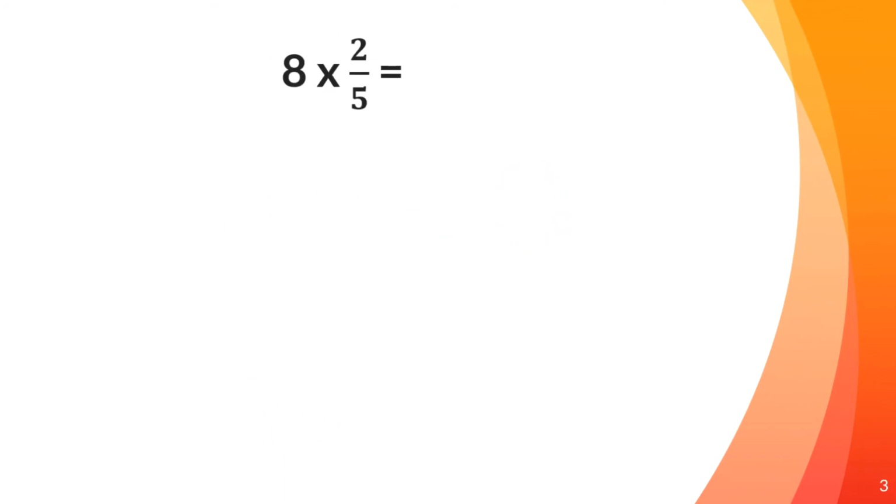Try another one. 8 times 2/5. So, kailangan natin i-change yung ating whole number as a fraction, and that is 8 over 1. Tsaka natin i-multiply sa 2/5. So, in multiplying, multiply the numerators and multiply the denominators. So, multiply natin numerators. 8 times 2 equals 16. 1 times 5 equals 5. So, 16/5 is an improper fraction.